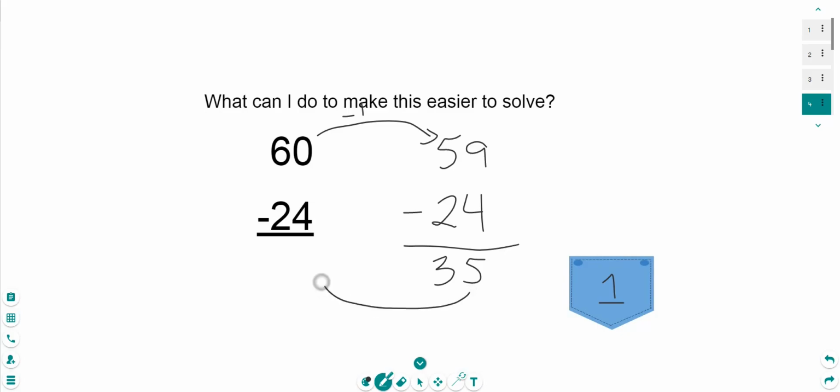But how is my answer to the original question related to that? Well, I've still got that 1 in my pocket, so I have to bring that back out to figure out the answer to 60 subtract 24. I know my answer is going to be 1 more, so it is 36. But I'll go ahead and check that to make sure I figured that out right. 36 plus 20 is 56, plus 4 is 60.